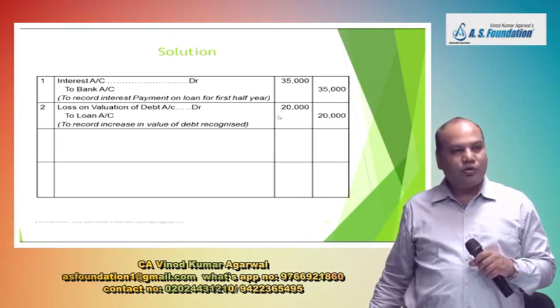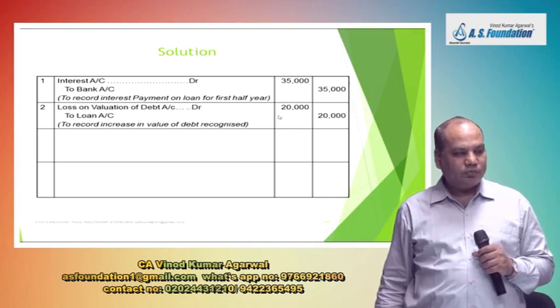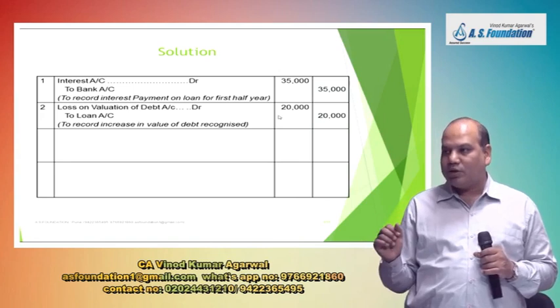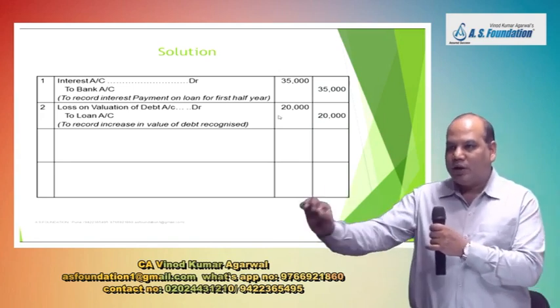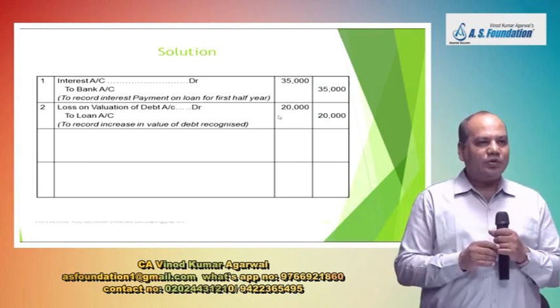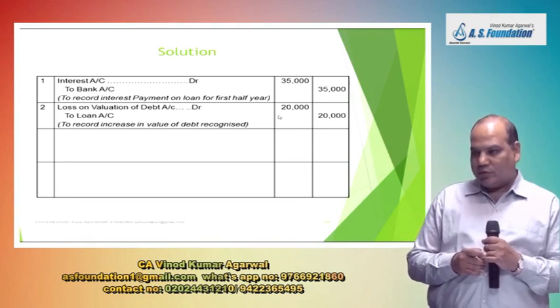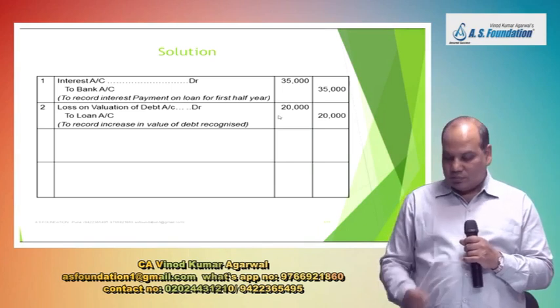Loss on valuation of debt account debit 20,000. It is given. Now, what is the calculation for this? 10 lakh 20,000 minus 10 lakh. To loan account 20,000, being increase in the value of debt recognized.